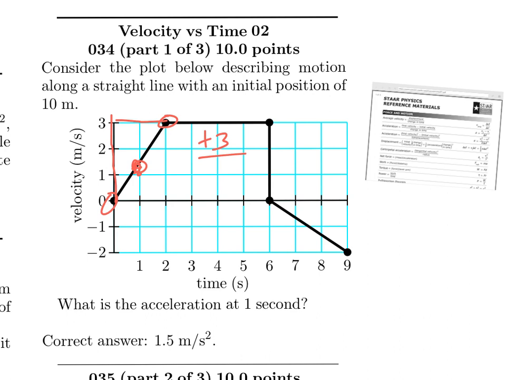And I have to make sure, be very careful, you're counting. It is counting by ones, okay? This is 3 over 2. So that's 1.5. You can put that in the calculator, 1.5 meters per second squared.